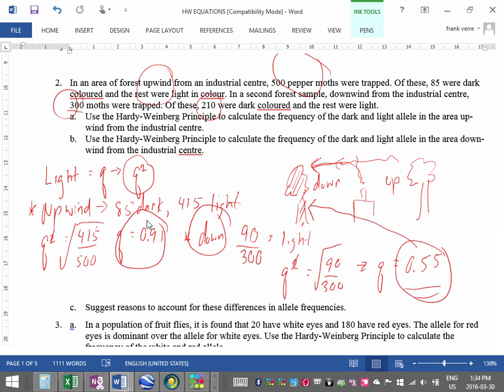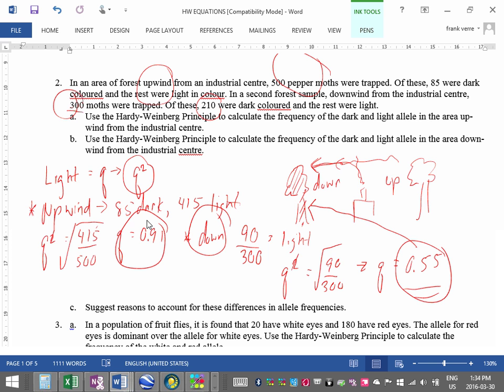So remember, if it's in equilibrium, we expect numbers to be what? The same. It looks like the numbers are not the same, so something's going on. What are the 5 assumptions? Well, it's a small population, so maybe numbers drift, right? Could be just randomness. But probably here, I would imagine they give you information about the forest and the wind and the factories. What do you think? Well, they didn't say factory, but industrial center.